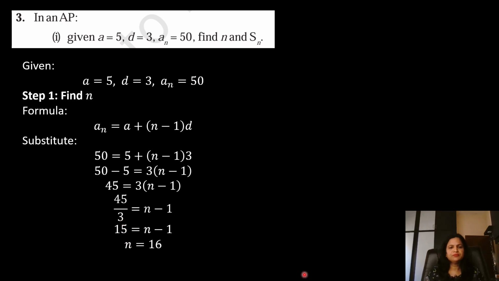So 3 ones are 3. 4 minus 3 is 1. 1 5 15. 3 5s are 15. That is 15. So 15 is equal to n minus 1. N equal to 15 plus 1, because the minus 1 moves across the equal sign, so 15 plus 1, that is n equal to 16. So finding n is one step done. Next we have to find Sn.